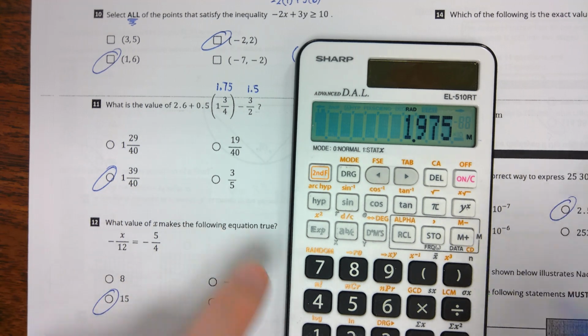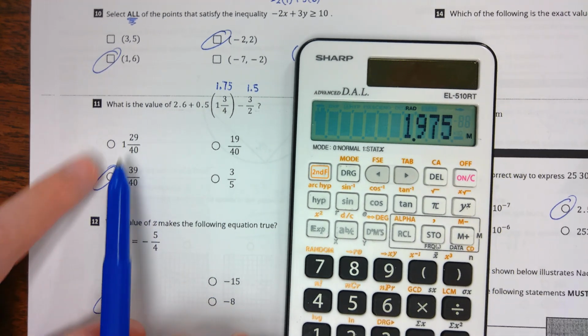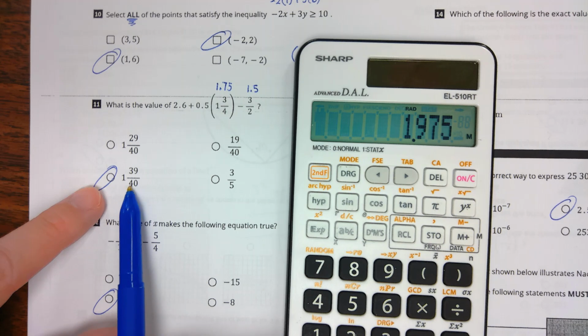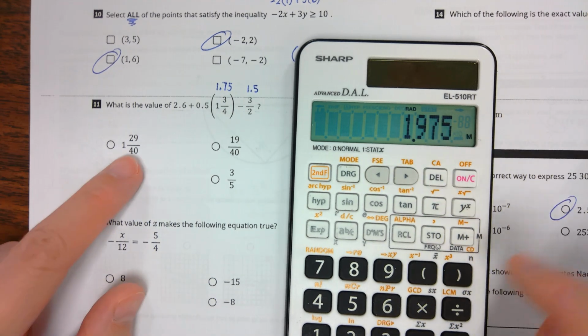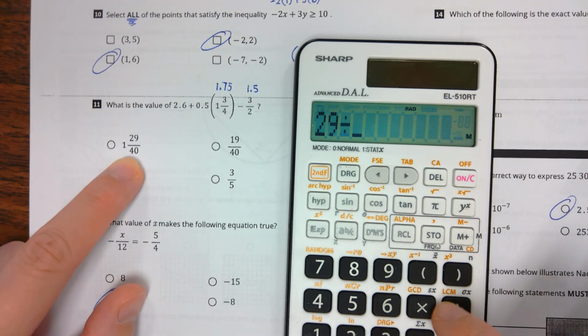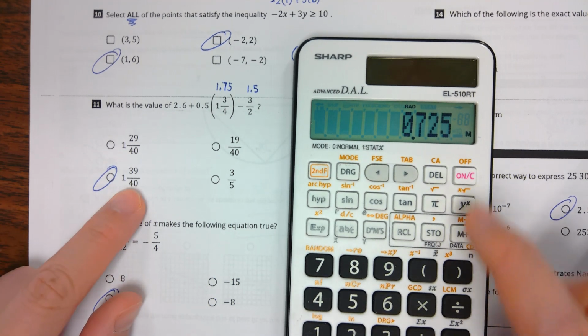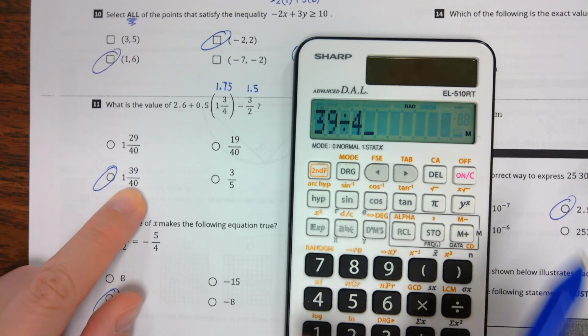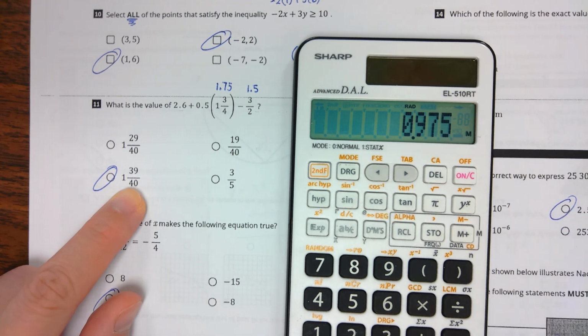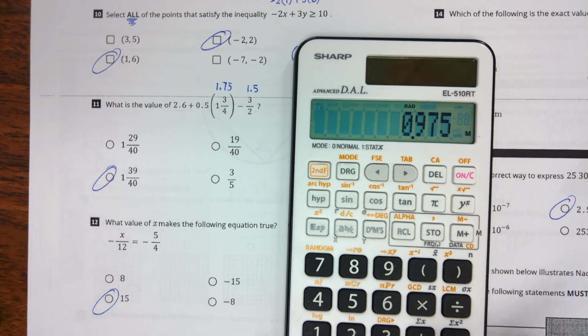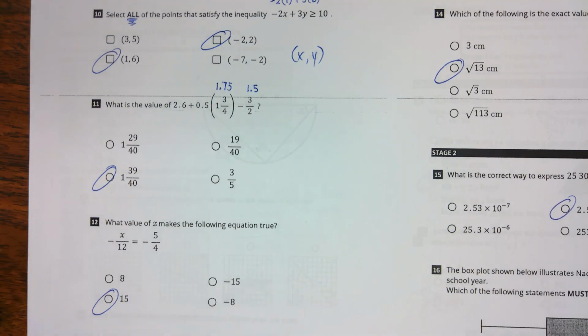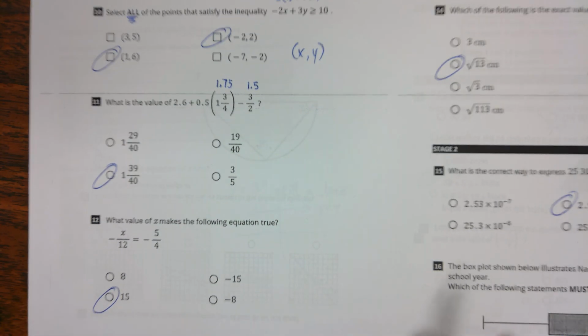So looking at this, that didn't give me a decimal. Well, 1 point something tells me that it has to be either this one or this one. So 0.975. 29 divided by 40, that's not 0.975. What about 39? 39 divided by 40. I get that 0.975. So I know it's this one. Okay. You can cheat like this when it's multiple choice. Because remember, multiple choice, you don't have to show any work.